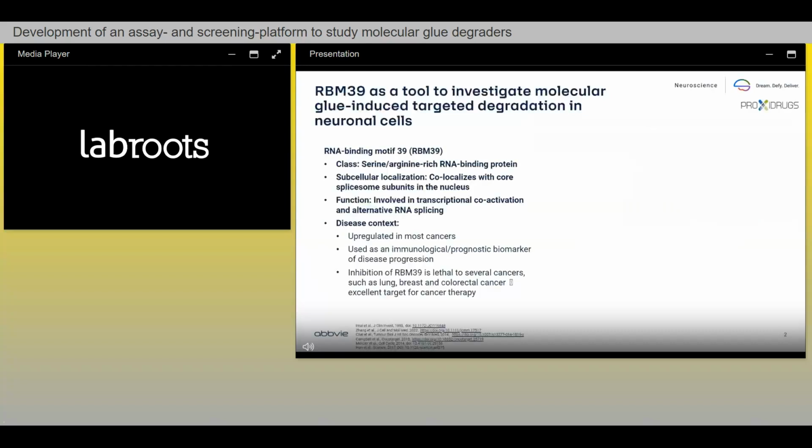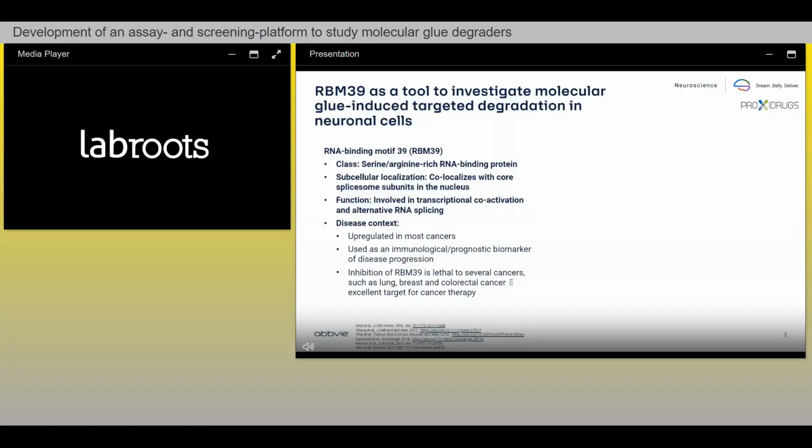Okay, so let me tell you why we use RBM39 as a tool at AbbVie Neuroscience. RBM39 is much more of interest in the cancer research field. However, for us in neuroscience, it is a pretty cool tool to investigate the molecular glue-induced targeted degradation in neuronal cells. RBM39 is also called RNA binding motif 39. It is a serine-arginine-rich RNA binding protein and is localized subcellularly to the nucleus, where it co-localizes with the core spliceosome subunits, which means that it is also functionally involved in the transcriptional coactivation and alternative RNA splicing.